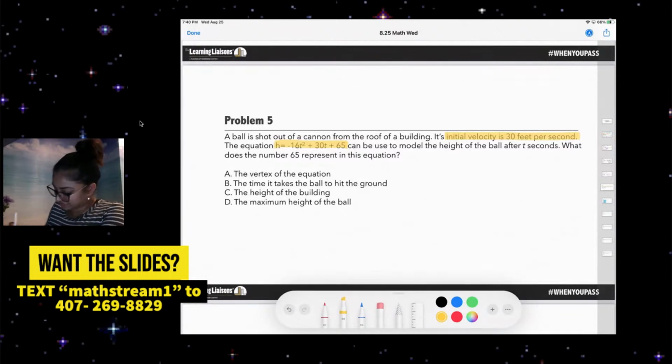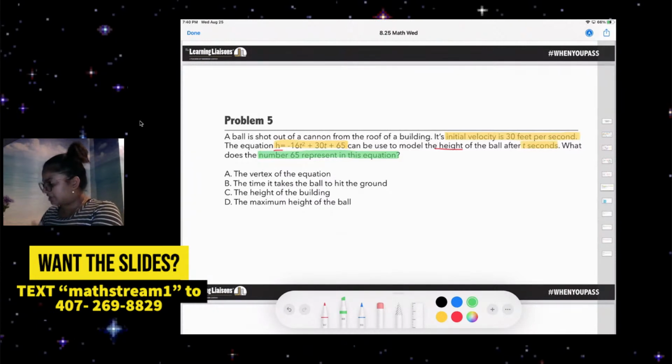So this is telling us that h is the height, and the equation is there to help us figure out after t seconds where the ball is. Okay? It then asks, what does the number 65 represent in this equation? I'm not entirely sure. Let's look at the answer choices. Let's figure out what they're trying to tell us. The vertex of the equation, the time it takes the ball to hit the ground, the height of the building, and the maximum height of the ball.